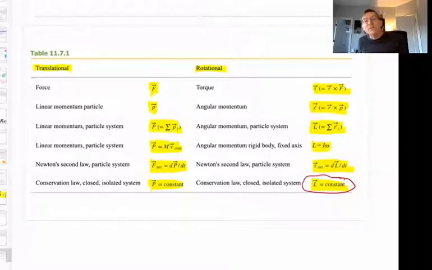It will be called conservation of angular momentum. But I'm not going to go any more into that now. That's the topic of our last video lecture and class for Chapter 11. So that is all for this video.